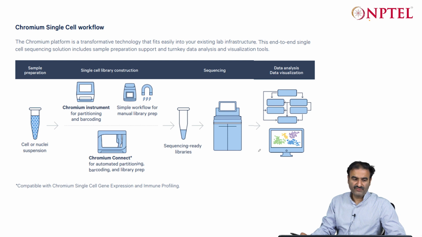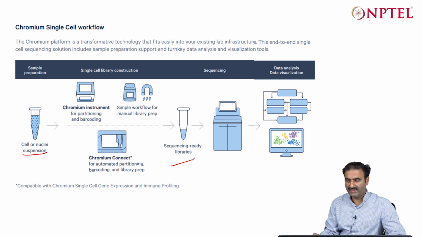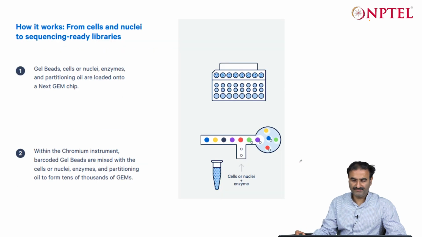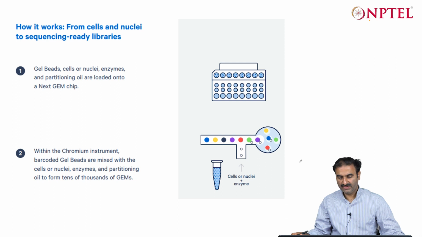Okay, so first of all you should have a cell or nuclei suspension. Then, using the Chromium, it will construct the sequence-ready libraries, followed by sequencing and the further downstream analysis. So we will see this process in detail. Basically it deals with the gel beads, cells or nuclei.